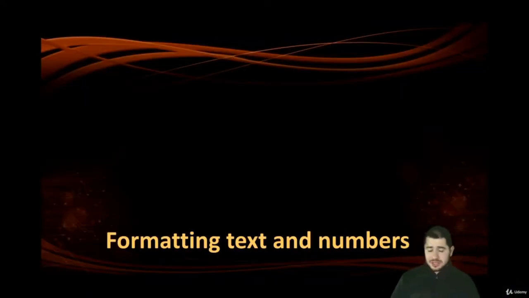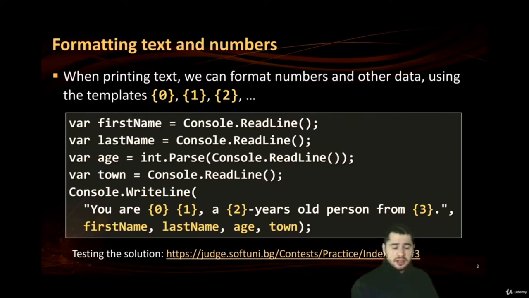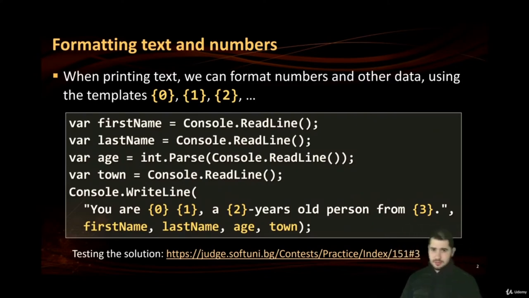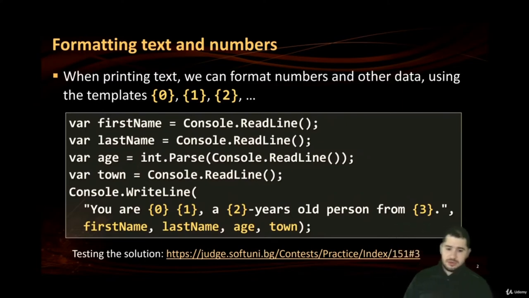Okay, now we'll see a bit more complex example of formatting text and numbers. If you recall, in the previous video I wanted you to try yourself to read some names from the terminal, age, some other data like ID, and print it out in a nice way. Well, this is actually an exercise where you do just that. What we have to do is read the first name, the last name, the age, and the town, and print it out.